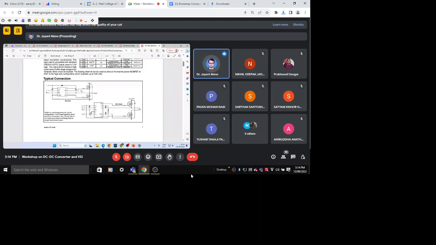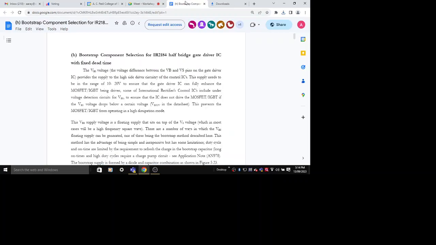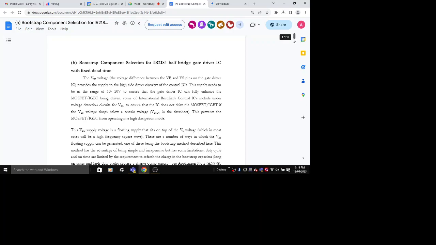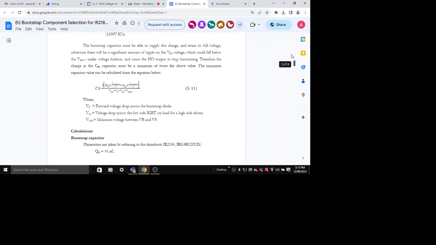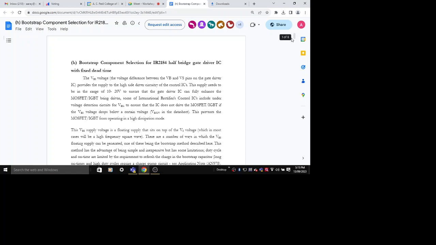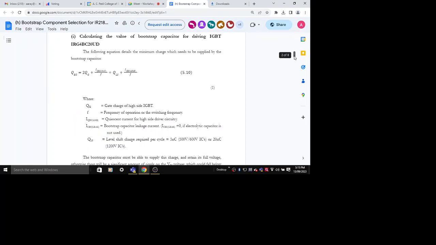Now, the diode for the bootstrap capacitor is an ultra fast diode. The number is UF4007. This number is UF4007.